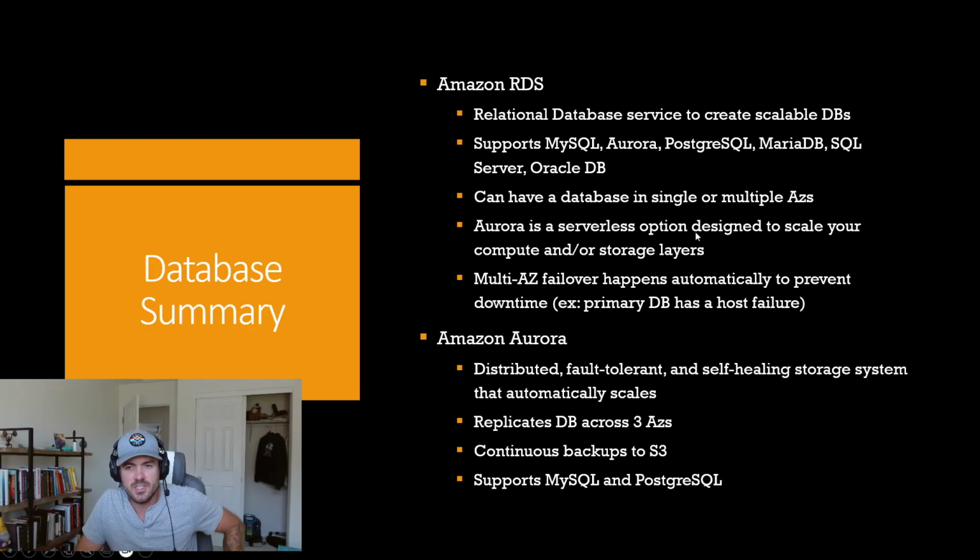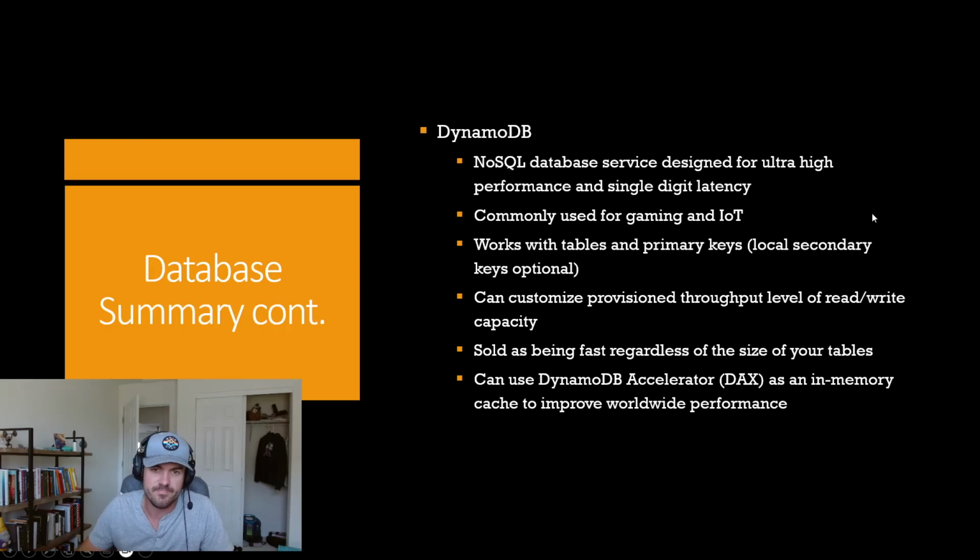Aurora is a serverless database option designed to scale your compute and/or storage layers. And then multi-availability zone failover happens automatically to prevent downtime. So, for example, again, if that primary database has a host failure, okay? Aurora is a distributed, fault-tolerant, and self-healing storage system that automatically scales. It replicates your database across 3 availability zones, which is huge for that durability and fault tolerance and reliability. It's got continuous backups to S3, and it currently supports MySQL and PostgreSQL.